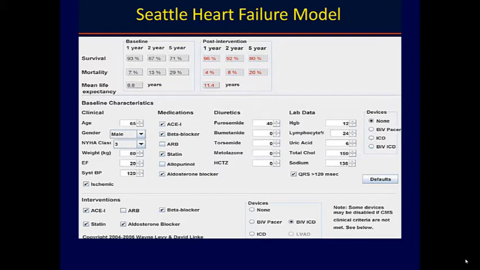We have the Seattle heart failure model, which we can use. We put in several variables, and then we put in our intervention. Let's say the patient's not on an ACE. You add your ACE and then see what their 1 year, 2 year, 5 year survival is post-intervention.